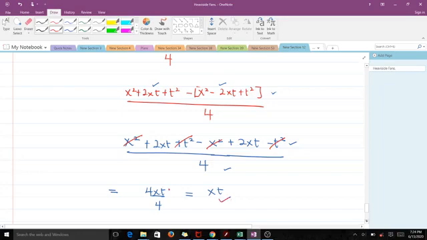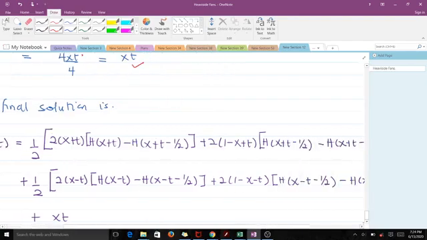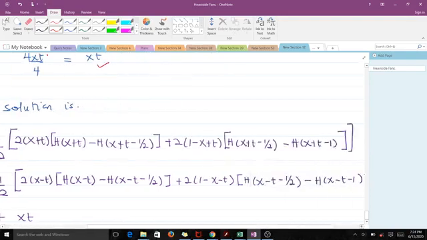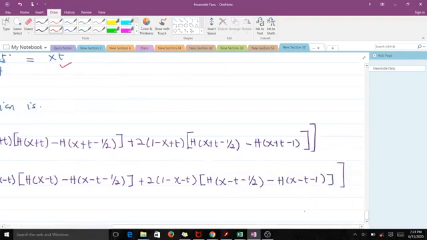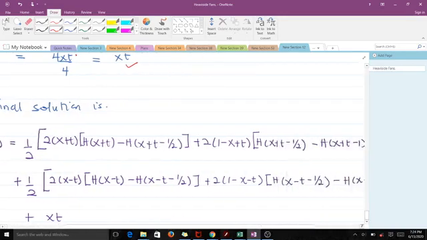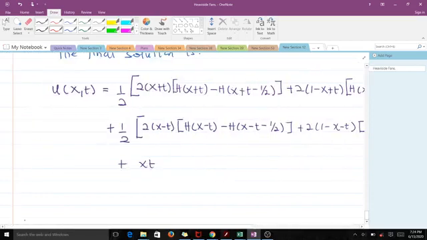So that means the final solution is going to be this huge expression here. We have our u of x and t equal to 1 over 2 times whatever we have here. I hope you can see that. Then plus 1 over 2 times whatever we have here. So that was from the Heaviside function, making a replacement.